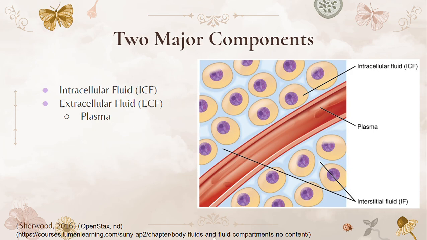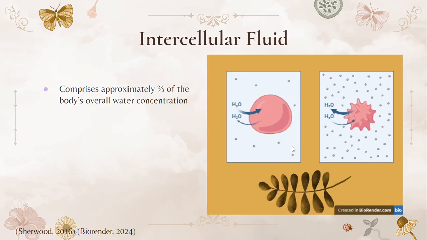Plasma is the fluid found within veins, capillaries, arteries, any type of blood vessels. We also have interstitial fluid, which is found anywhere where there is not blood. Starting with intracellular fluid, I should have said. Intracellular fluid comprises about 2/3 of the body's overall fluid concentration, and this is actually very highly regulated.